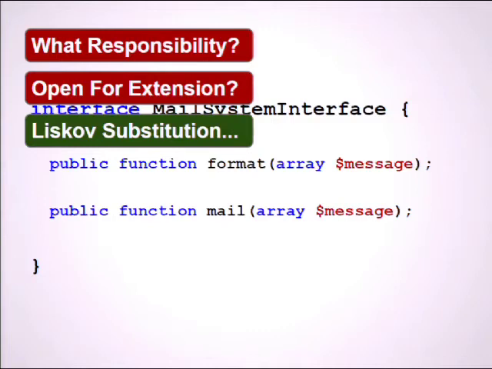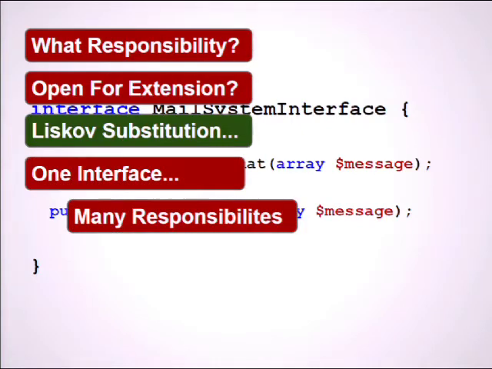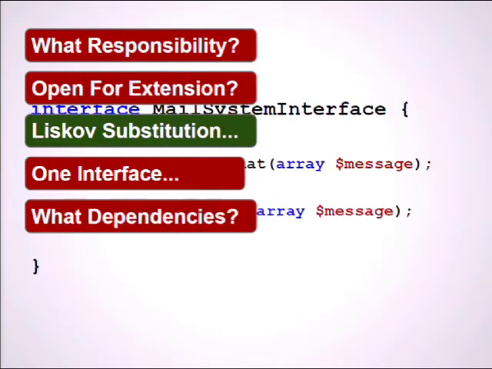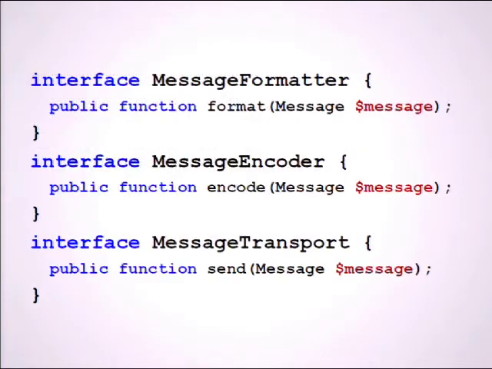Liskov substitution principle kind of is okay here. I'm sure we could find a problem with it, but you can find a problem with it in any code. But it has one interface and many responsibilities. We want narrow, not wide. And what dependencies does this have? I don't know. If you look through it, you can find a bunch, but we're not told anywhere what's happening. So instead, why don't we split this apart into three separate interfaces? A message formatter, which formats a message. Its only job is take an email, render it out, and format it.